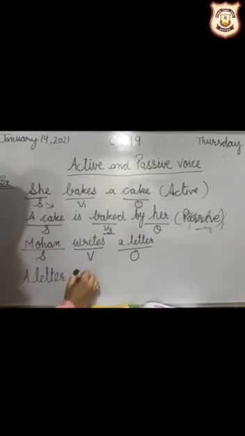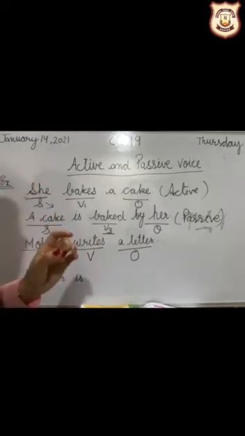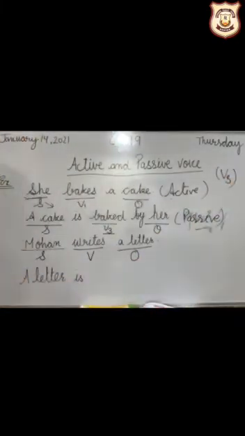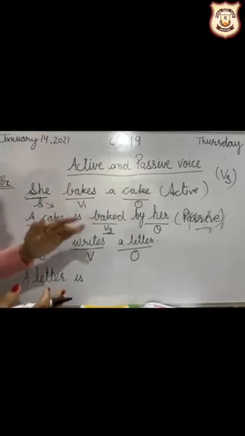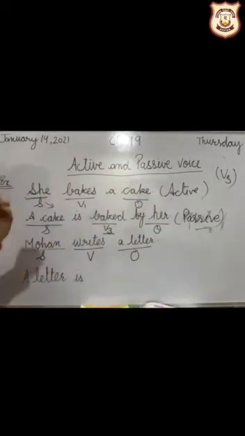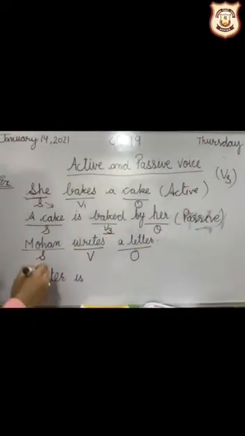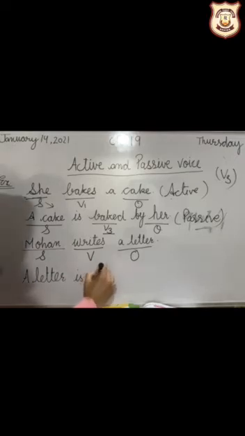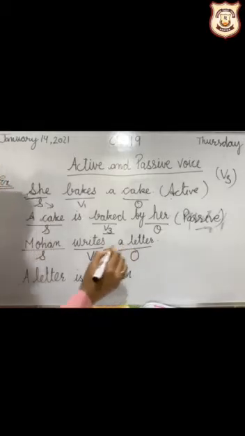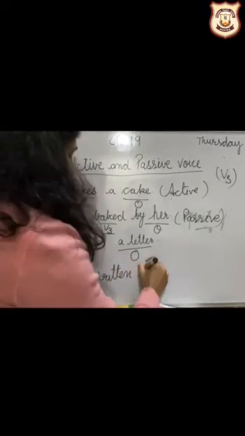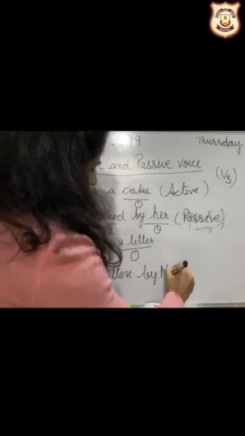So, is. And remember one thing, beta, in passive voice we always use V3. When we change active into passive, whatever the tense is, we are going to use V3. So here, a letter is written. We have changed write into written. A letter is written by whom? Who is the agent here? Who is doing the work? Mohan. By Mohan.